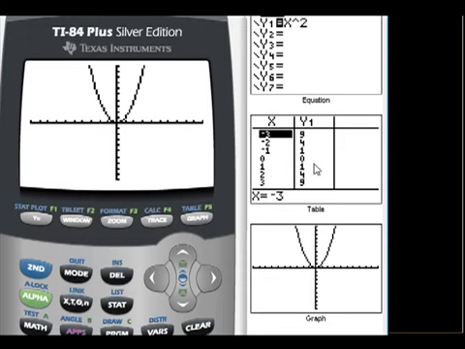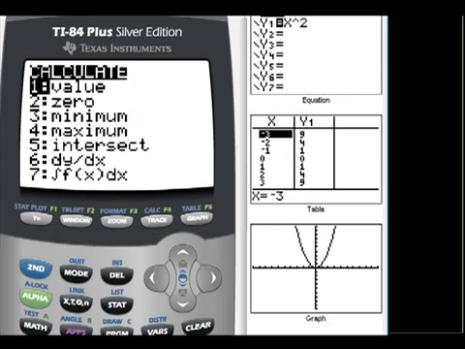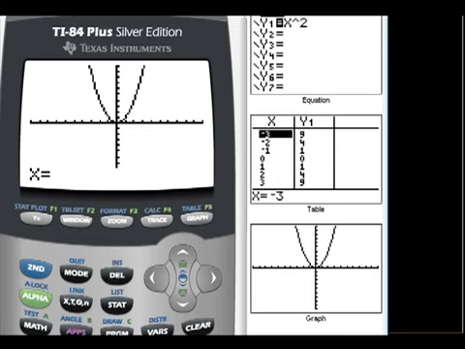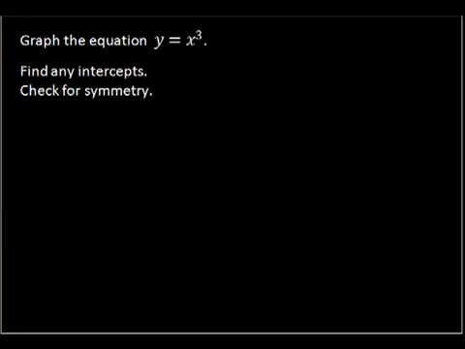Let's review for a second how to find the x and y intercepts. Now we kind of know that the x and y intercepts are going to be the same. So let's go to second, calc, and let's just do value. When x is 0, that gives us our intercepts, and 0, 0 is the x and y intercept at the same time. Let's look at this one.